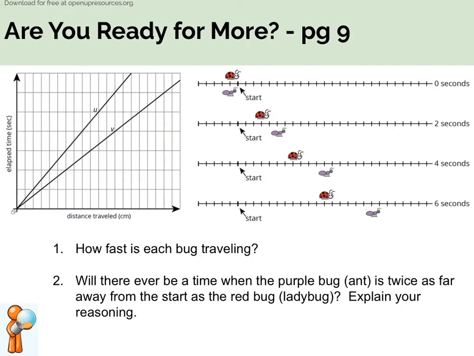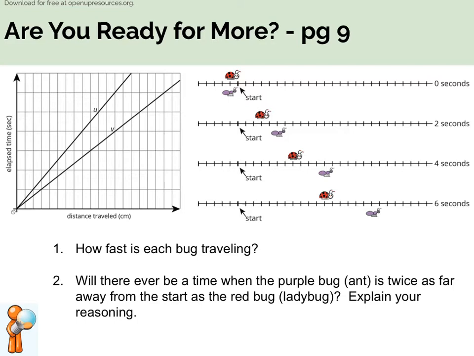So now let's look at the Are You Ready for More? It's on page 9. We're still on the same page, looking at the ladybug and the ant, and also the graph. How fast is each bug traveling? And will there ever be a time when the purple bug, the ant, is twice as far away from the start as the red bug, the ladybug? Explain your reasoning. So go ahead and pause right now and answer those questions.